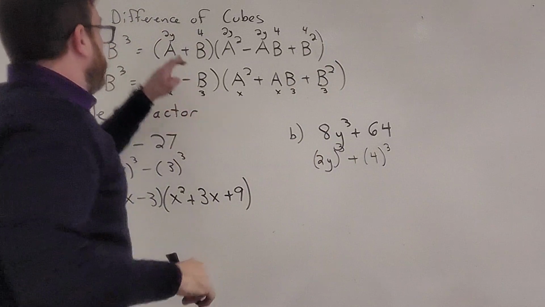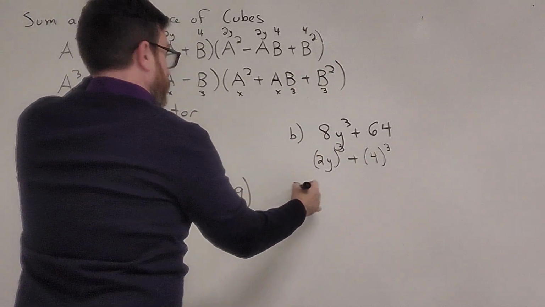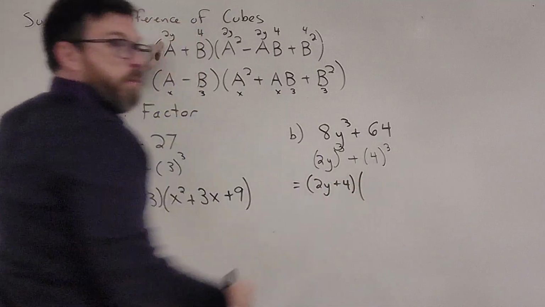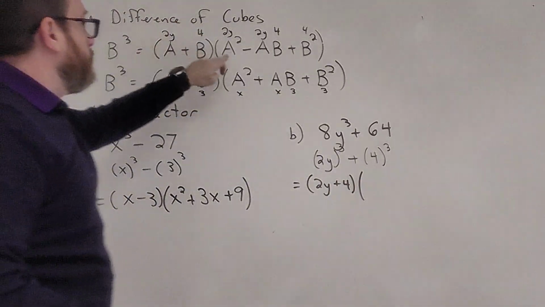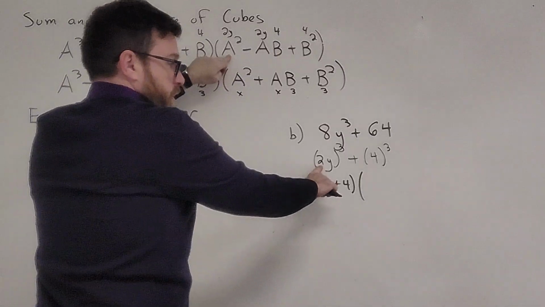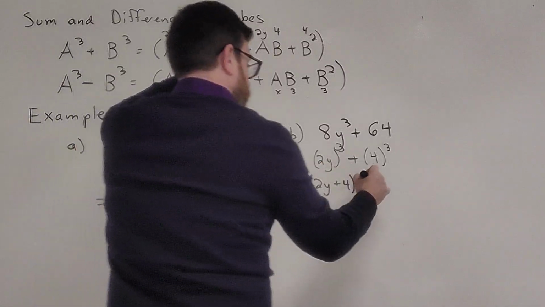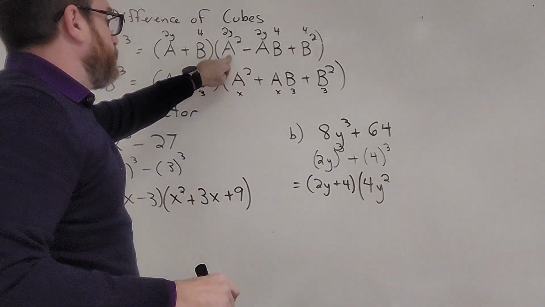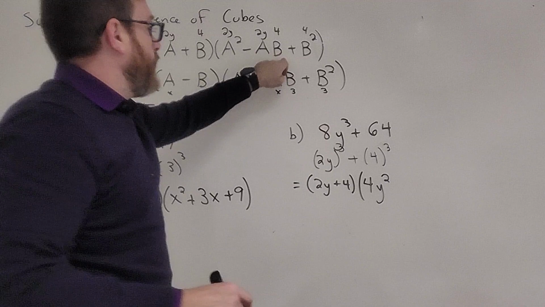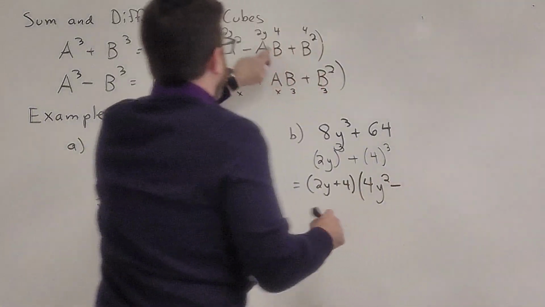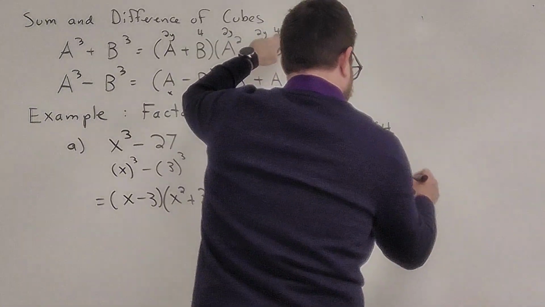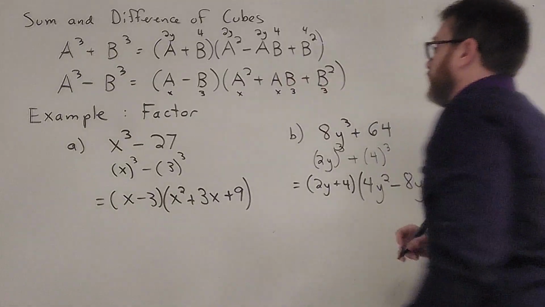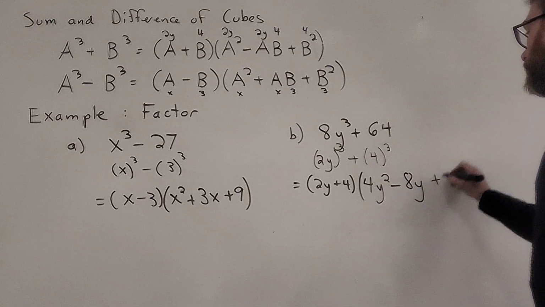Okay, so this is going to be equal to a plus b multiplied by a squared. So remember, I'm going to have to square this. So 2 squared is 4, y squared is y squared, so this is going to be 4y squared. And I'm going to have a times b, but opposite sign, so minus. 2y times 4 is going to be 8y. And then last is going to be 4 squared, which is going to be plus 16.